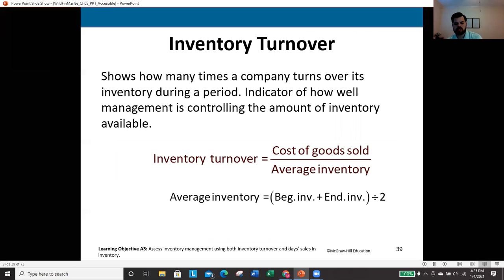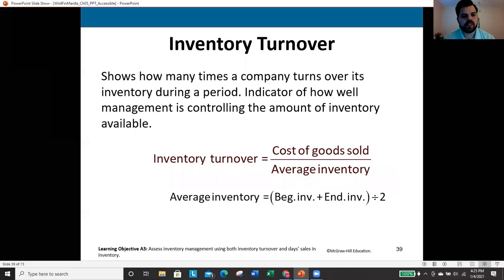Now, the next section we want to look at deals with some of our ratios. So we've got inventory turnover. This simply shows us how many times we turn our inventory over during the period. This tells us essentially how well we are controlling inventory available. So we simply are going to take our cost of goods sold over average inventory.